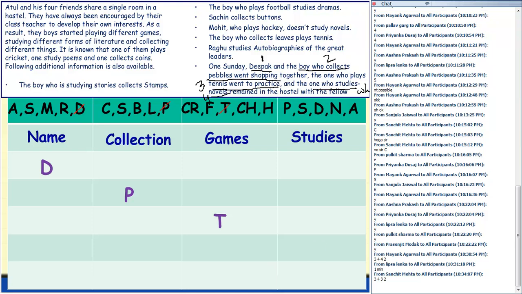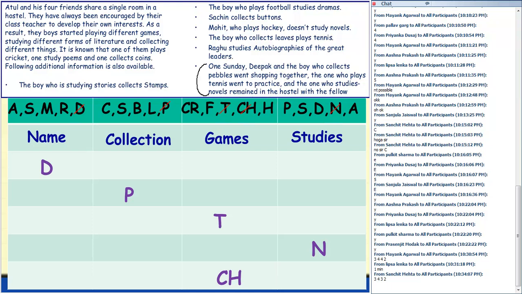Fourth one similarly studies novels, and the fifth one is playing chess here. Fifth one is playing chess. So I can cancel the chess here. So I hope that this is clear to all of you till this. Last one. This is done.